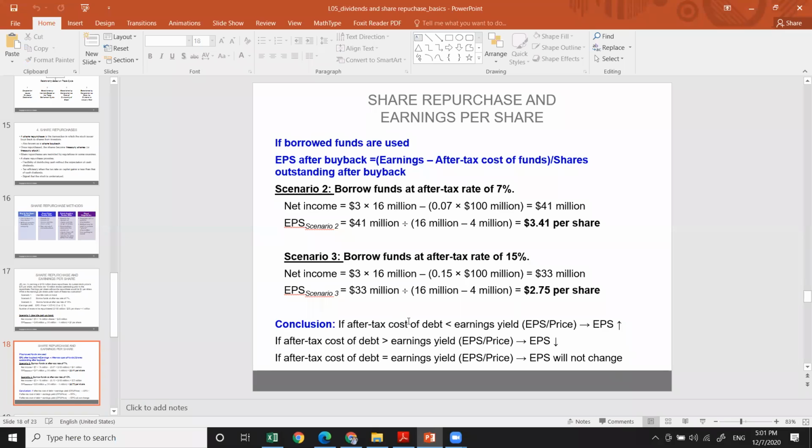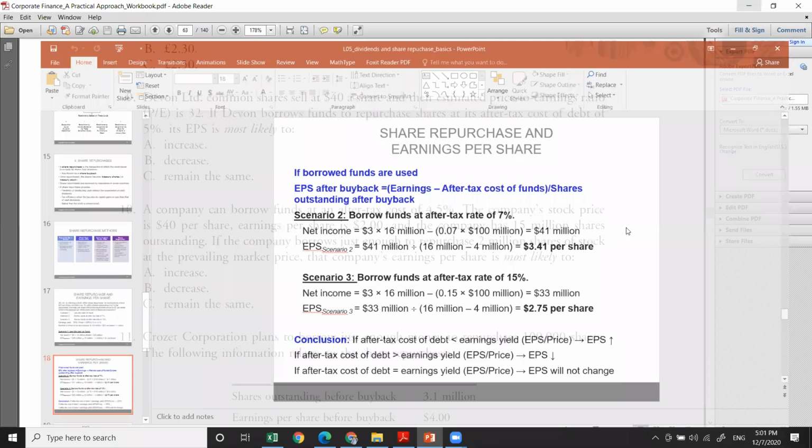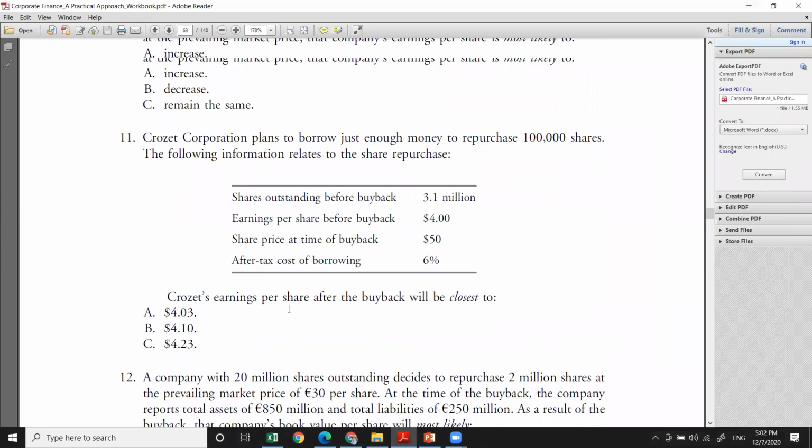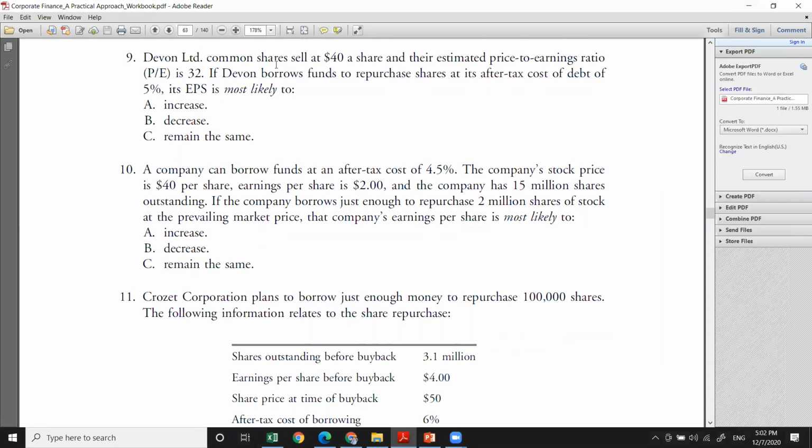If after tax cost of debt is less than earnings yield, which is EPS over price, then EPS will increase. So you use these formulas to compare. It's a theoretical one. So you find the earnings yield and compare with the after tax cost of debt. Then you can understand what happens to the EPS. Same here, okay?